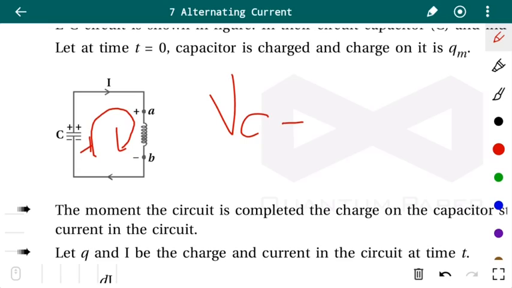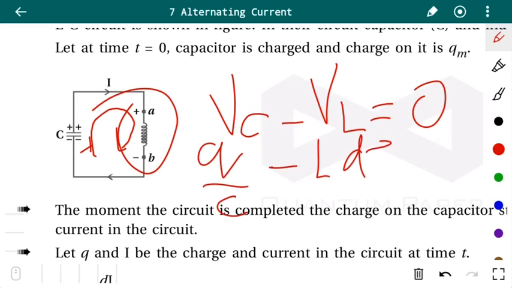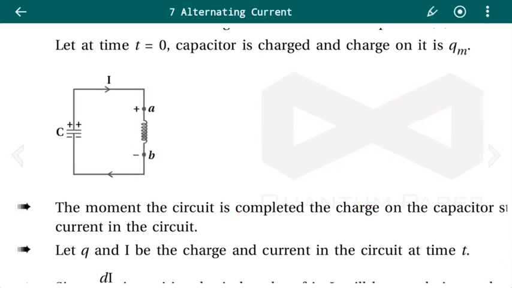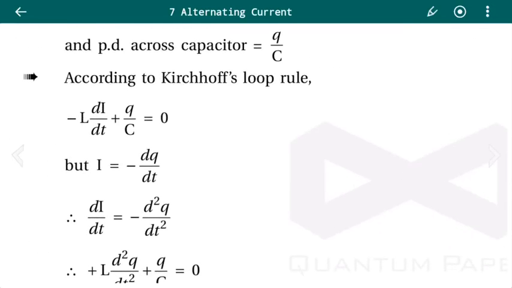Then we come across the inductor. The potential difference across this inductor is VL. Now the circuit is completed, so the sum is equal to 0. Here VC is nothing but Q by C, minus VL, which is L di by dt, equals 0. So we get this equation: Q by C minus L di by dt equals 0.